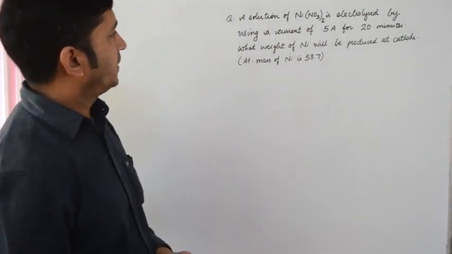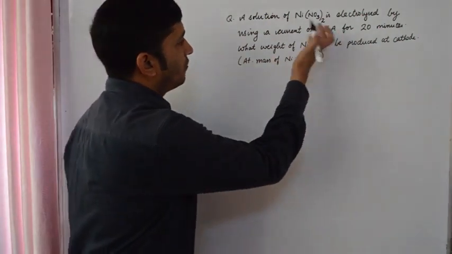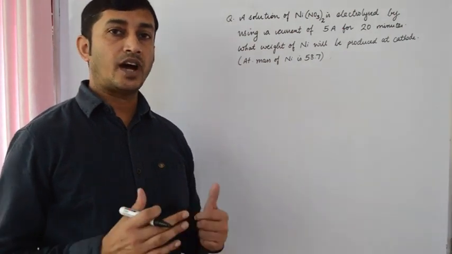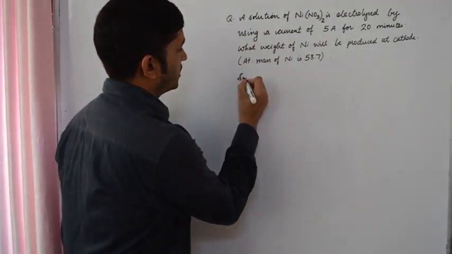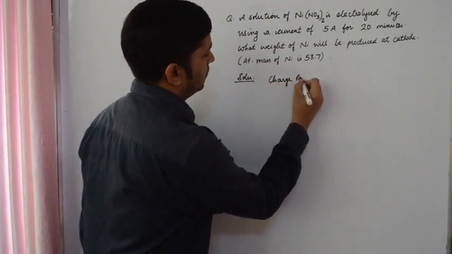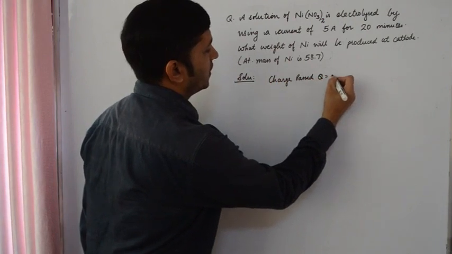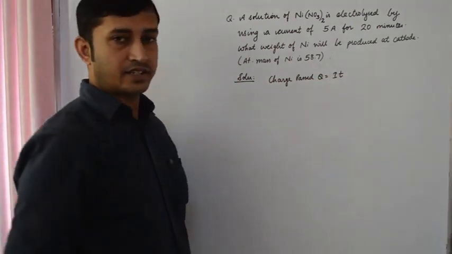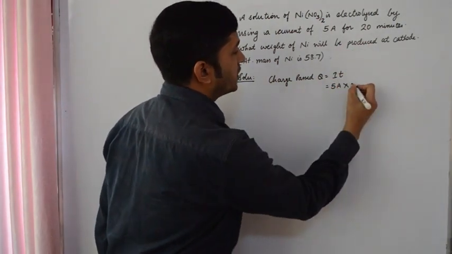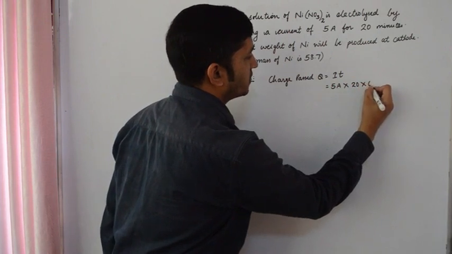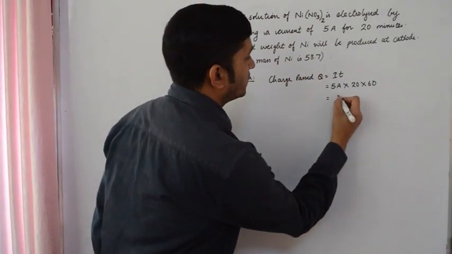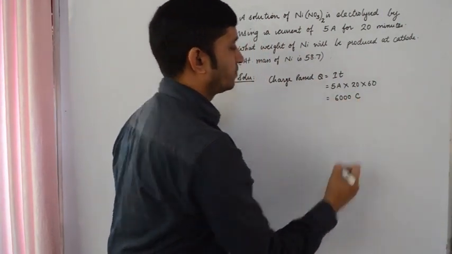So here we see that we are passing 5 ampere of current for 20 minutes. So first we shall calculate the amount of charge passed here. We shall start our solution in this way: charge passed. First let us see how much charge is passed. We can calculate it by taking the product of current and time. Current is given as 5 ampere and time is given as 20 minutes. So we can change it into seconds by multiplying by 60. So we will get here 6000 coulomb.